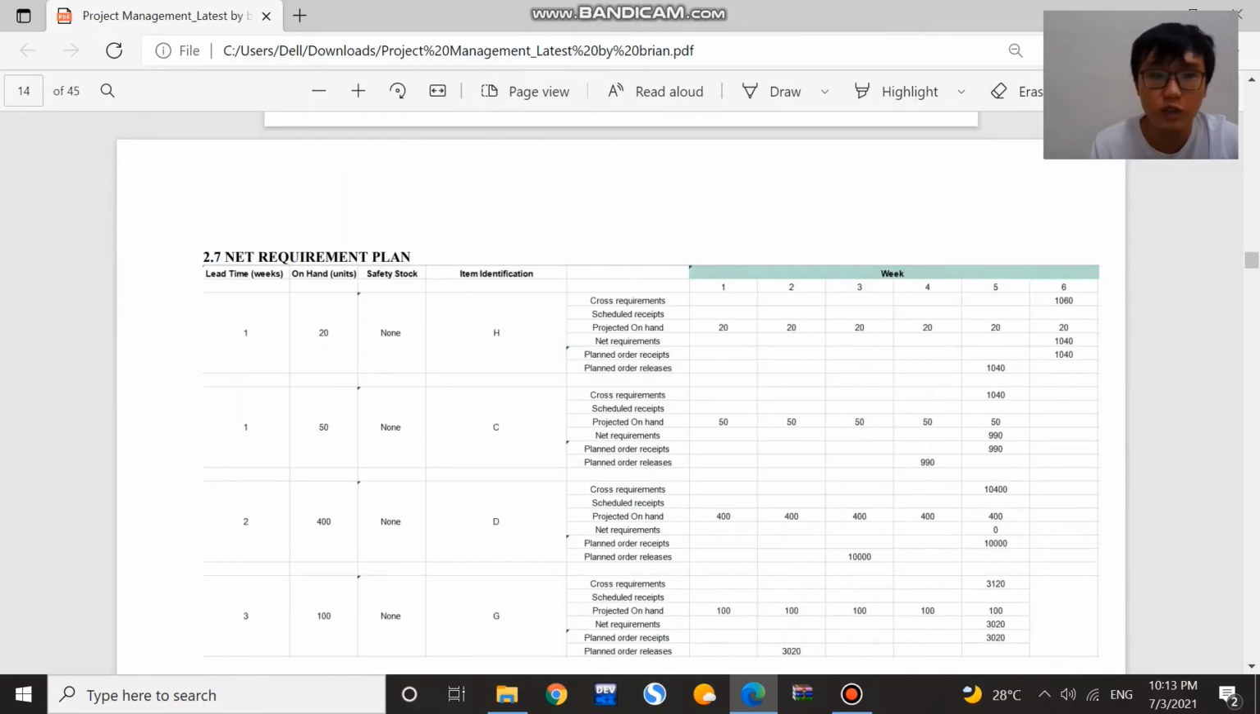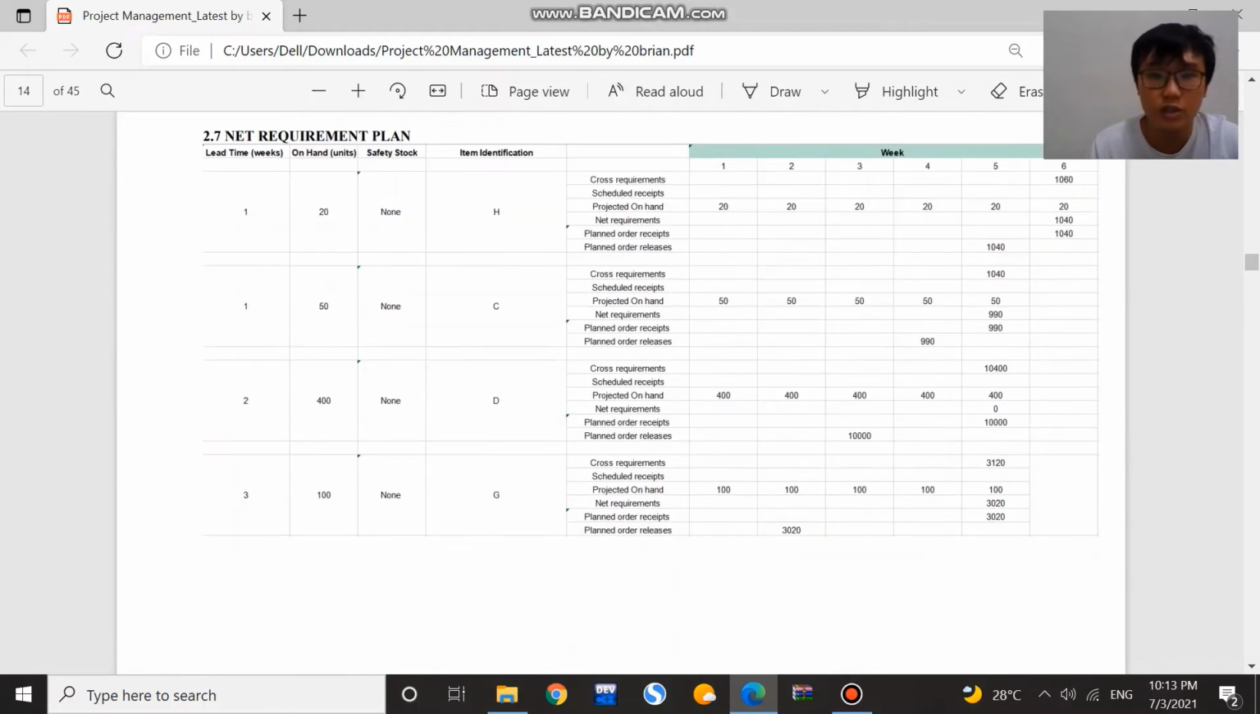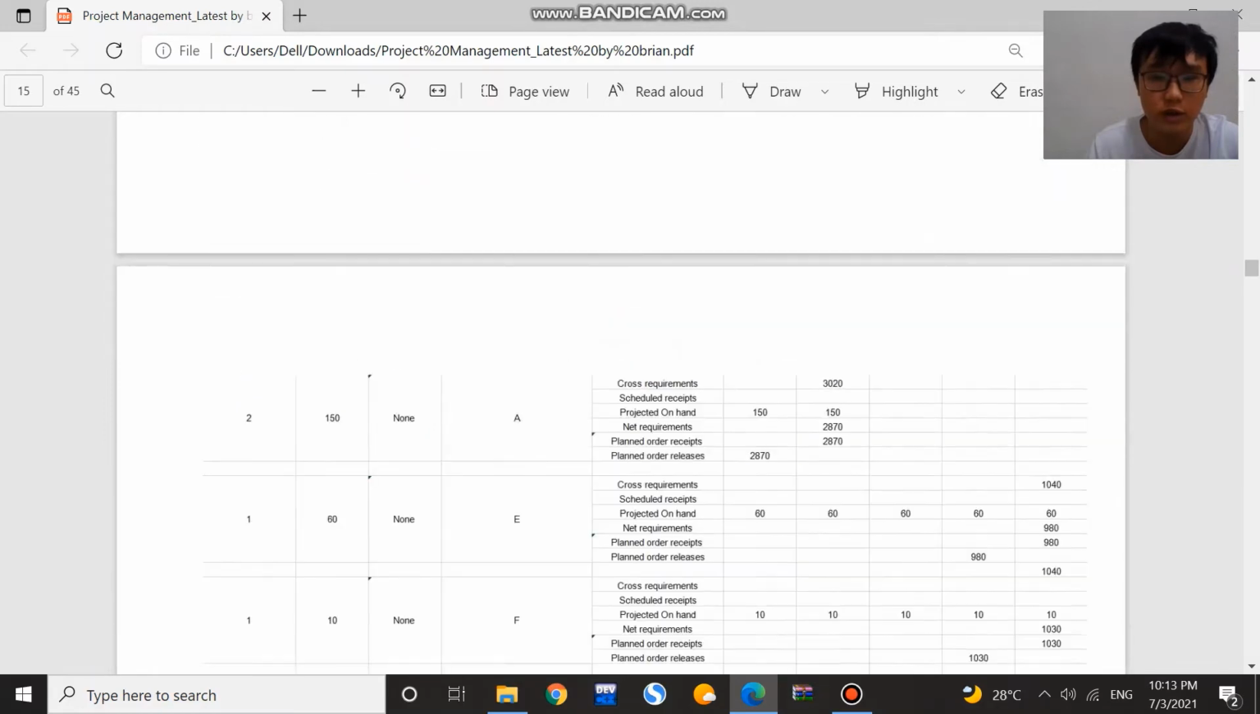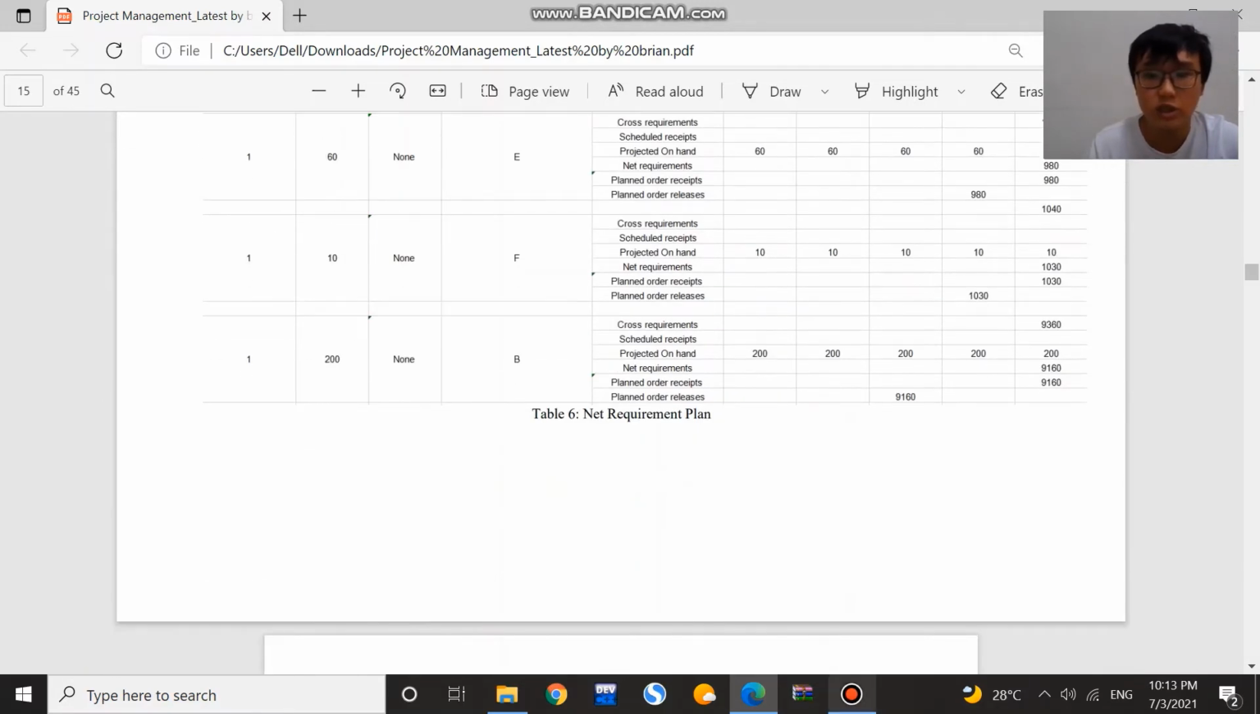Okay, based on that, after that we draw the net requirement plan. Okay, this is our net requirement plan for the ceiling fan. Okay, that's all. Thank you.